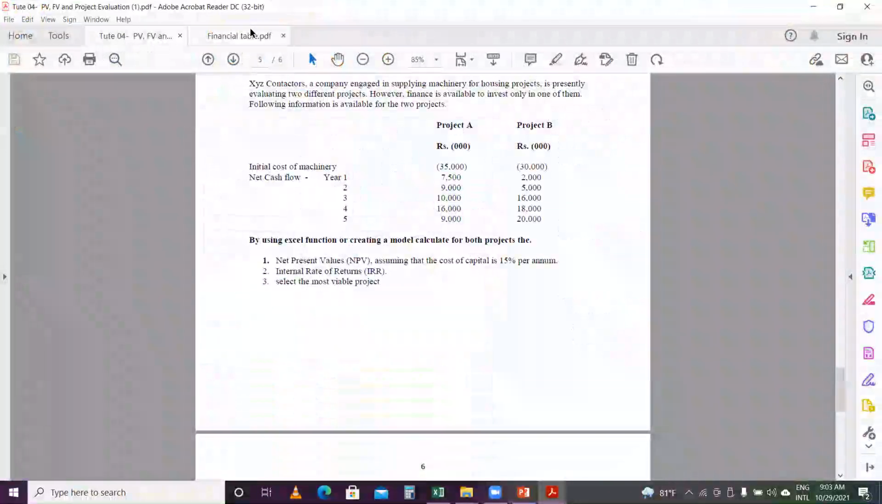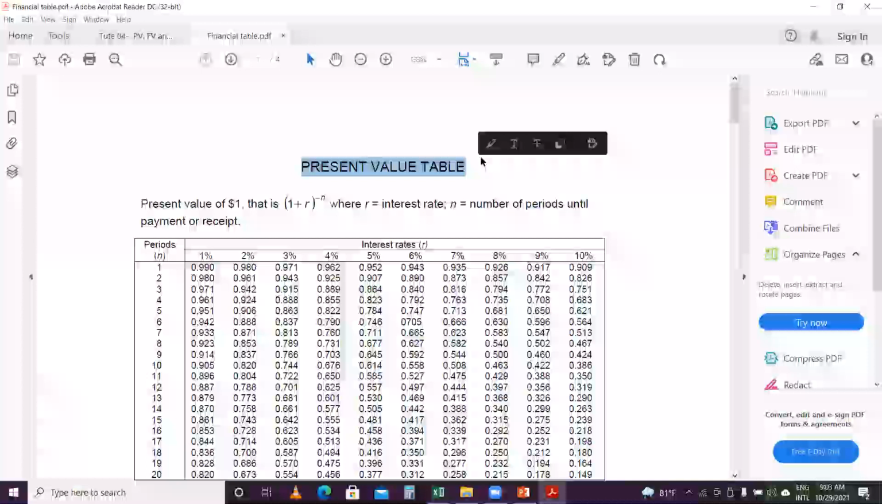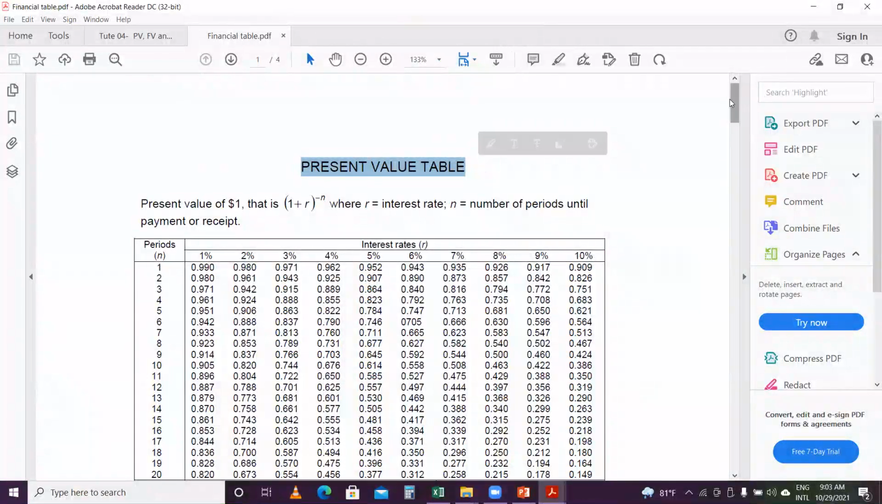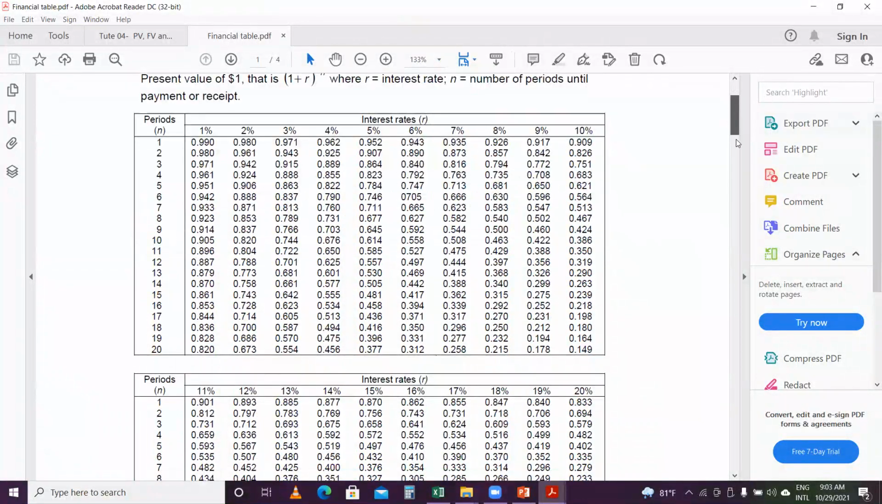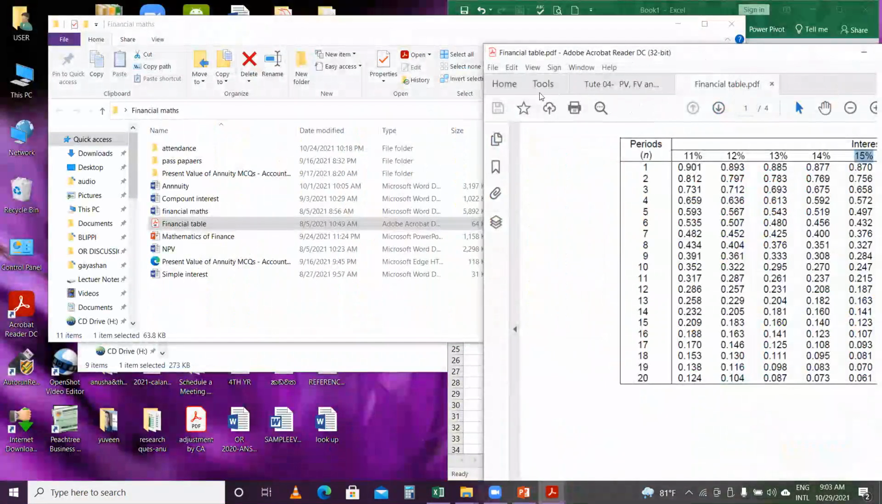So in the table, right, this is the present value table. From this present value table, we have to find 15% interest rate. So this is the 15% interest rate, right? Then take the values. That's easy.